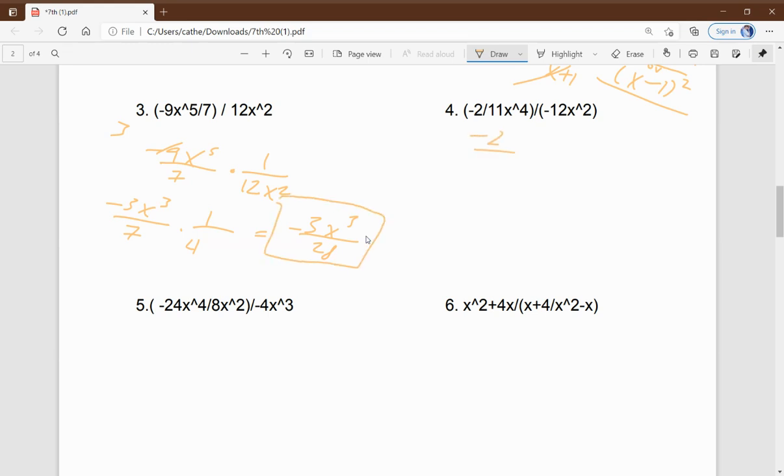Negative 2 over 11x to the 4. Multiply that by 1 over negative 12x squared. Cancel out by negative 2. You would get 1 over 11x to the 4, multiplied by 1 over 6x squared. You will get 1 over 66x to the 6.